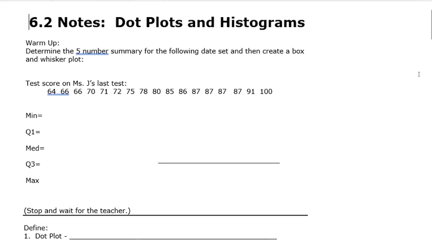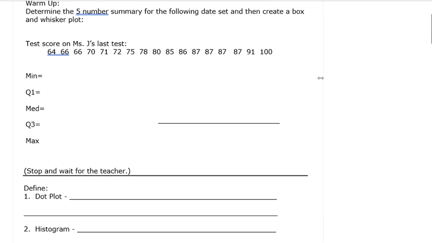All right, so today we're going to take a look at dot plots and histograms. We're going to first refresh ourselves on how to create a box and whisker plot using this data. So let's take a look at the first one.